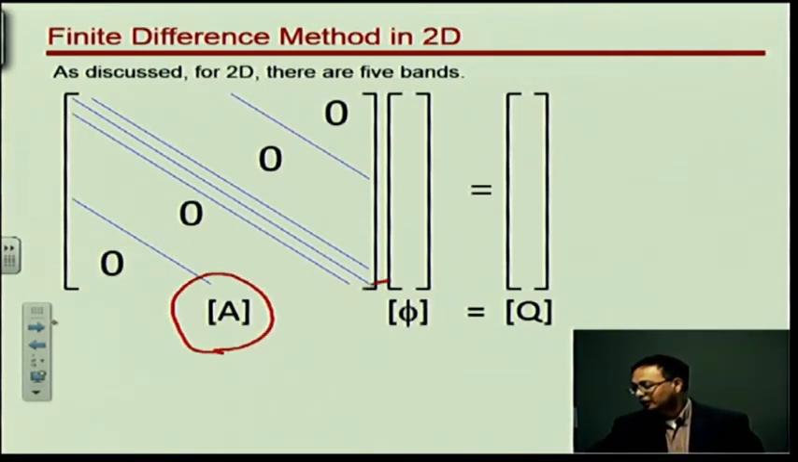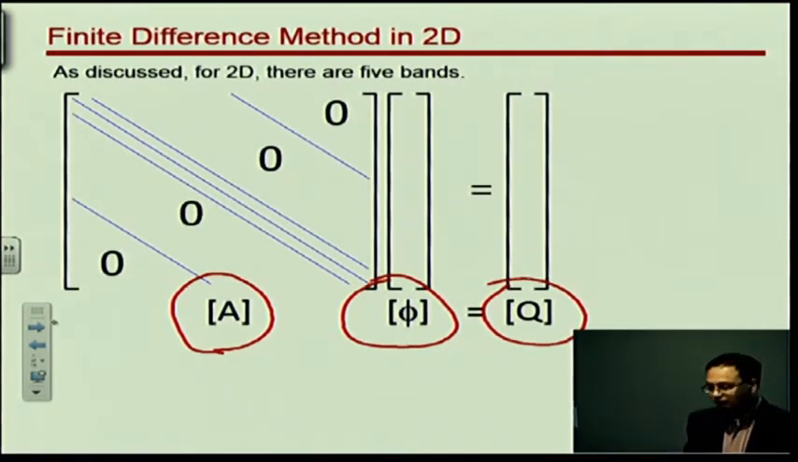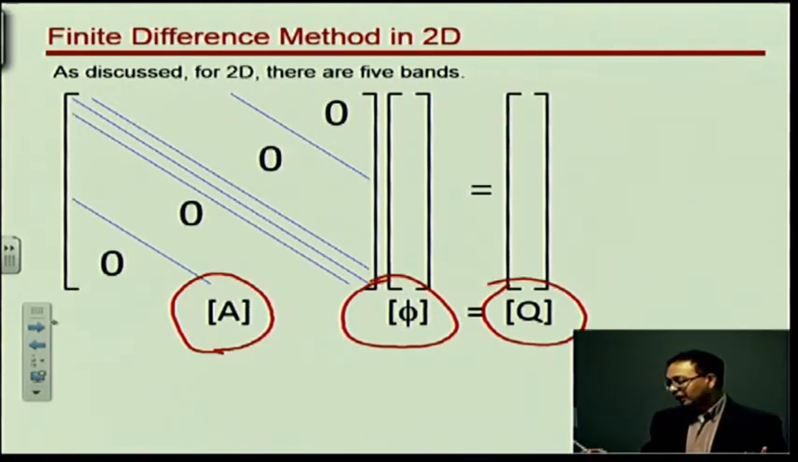And this is our unknown vector which we are trying to solve for. And this is our right-hand side. The right-hand side may have a source term. It may have other terms that show up from boundary conditions, like we got when we did Neumann and Robin boundary conditions for 1D. So ultimately, our job is to solve this system of equations.